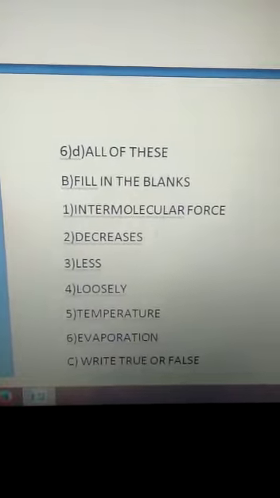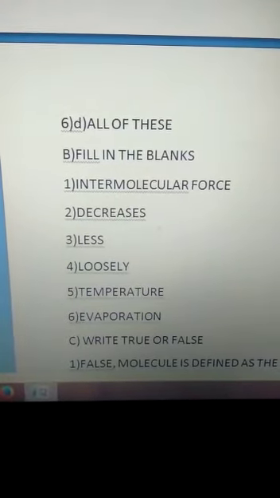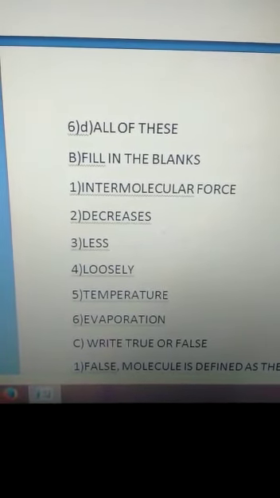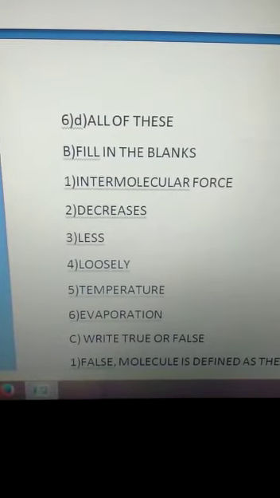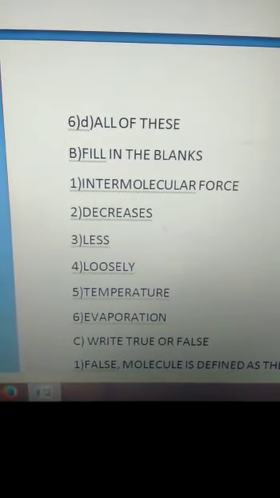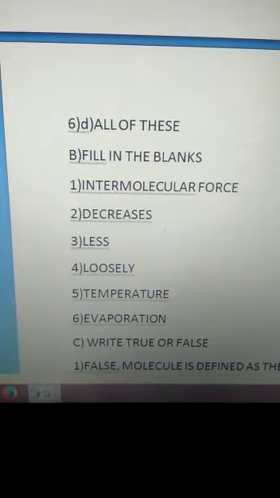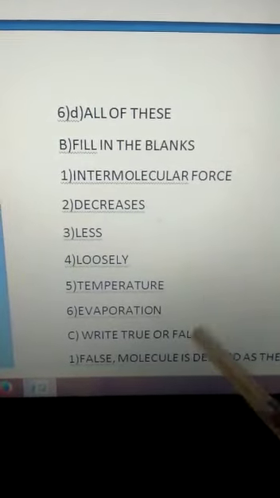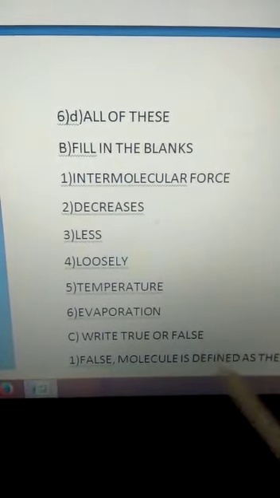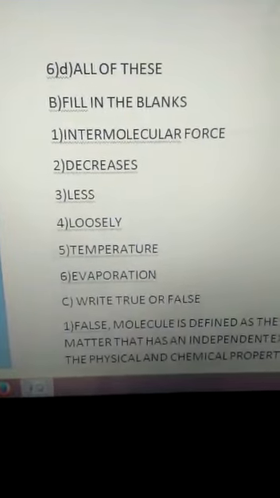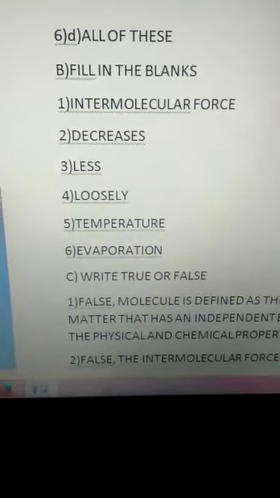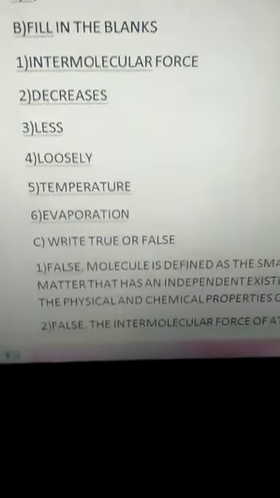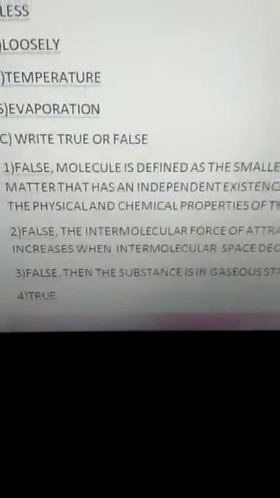Number B, that is the first one. The force of attraction between the molecules is known as intermolecular force. The intermolecular force of attraction between the molecules decreases. In solids, intermolecular spaces are very less. The molecules of a gas are loosely packed. During melting of a solid, its temperature remains constant. Then the last one from fill in the blanks: the process of water changing into vapor at 50 degrees Celsius is called evaporation. Now move on to true false.